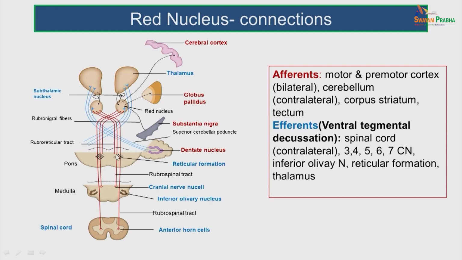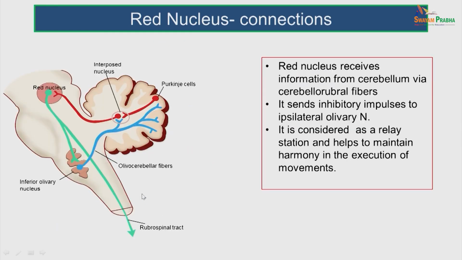That is again contralateral, because they are the output fibers, or the efferents. They decussate and go to the spinal cord on the contralateral side, and also to cranial nerves 3, 4, 5, 6 and 7. And also to the inferior olivary nucleus, and to the reticular formation, and also to the thalamus. So it is connected with the cortex, cerebellum, thalamus, the striatum, and also the spinal cord. So you can observe that it is connected with most of the parts of the brain.